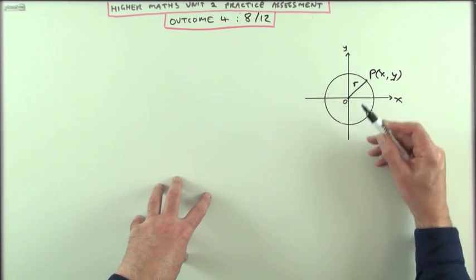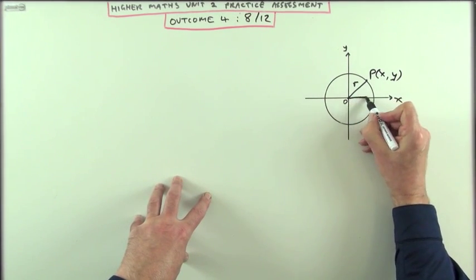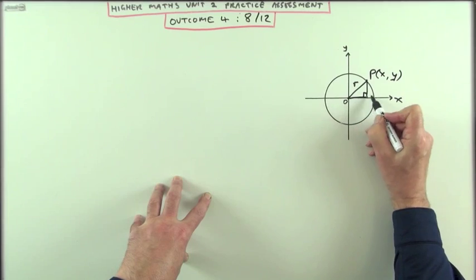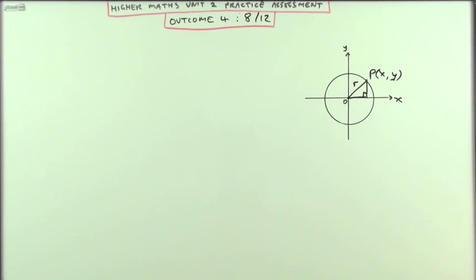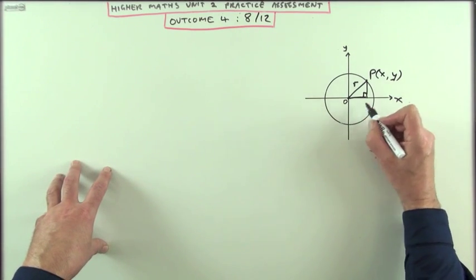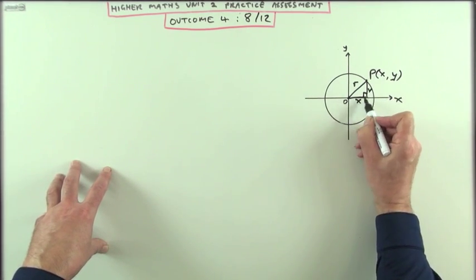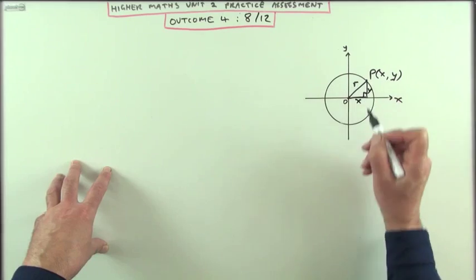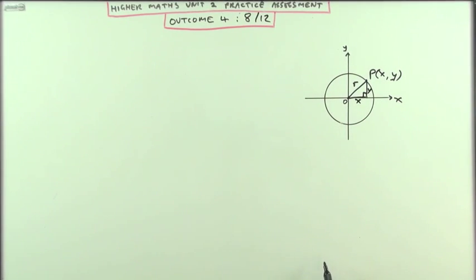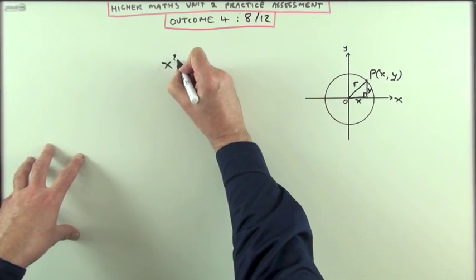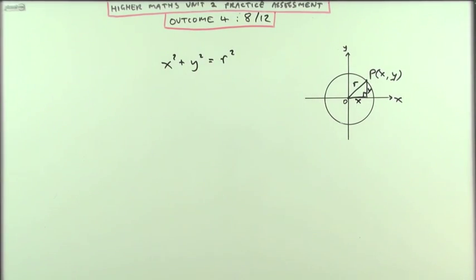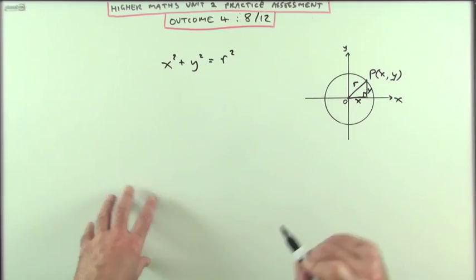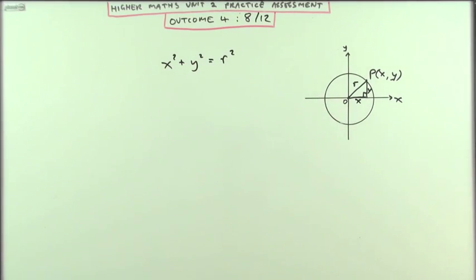Well, there it is there. The x coordinate and the y coordinate form a right angle triangle with the radius no matter where you place that. So you've got a simple connection with Pythagoras. The two shorter sides squared and added must give the longer side squared, which means that x squared plus y squared equals r squared is the equation of a circle centred on the origin with radius r.